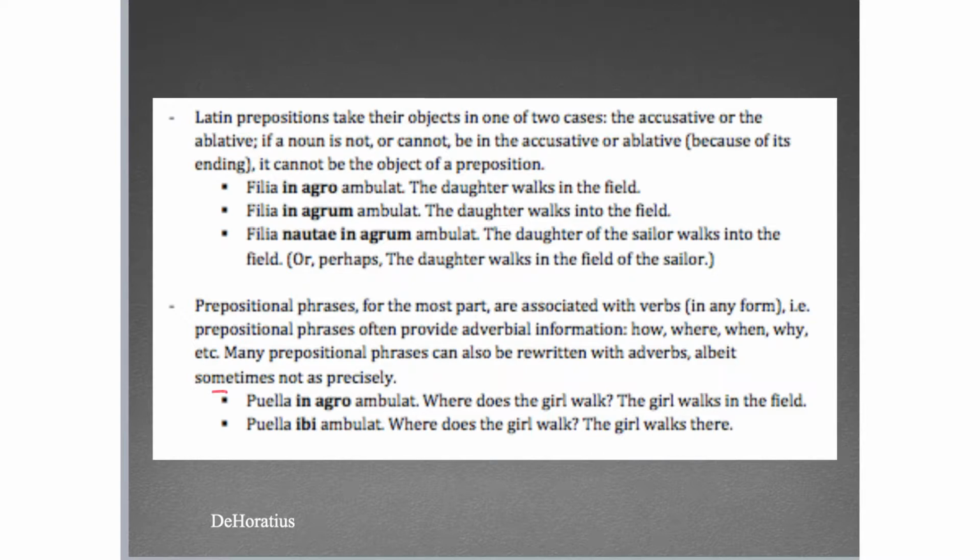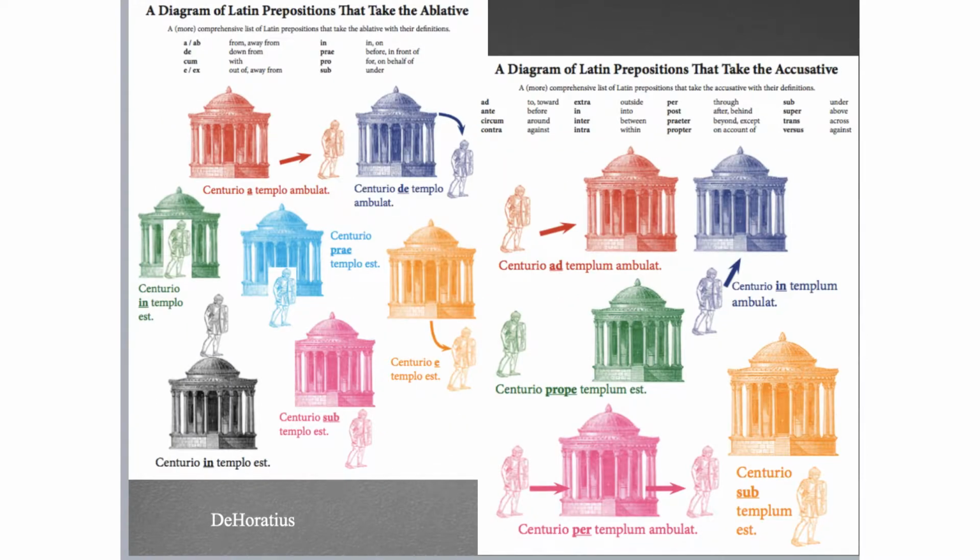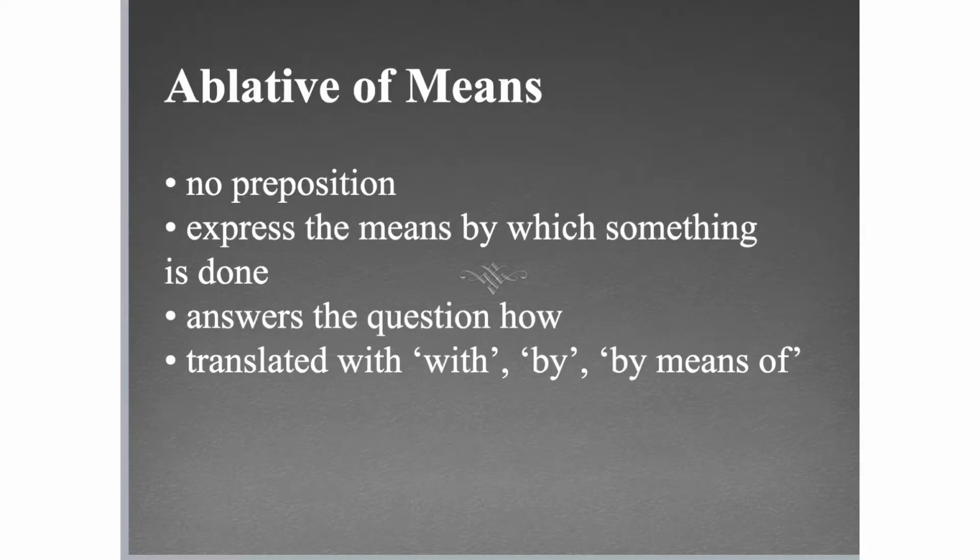And you can see here that idea where the ablative and the adverb are to some extent interchangeable. So the girl walks in the field, prepositional phrase, ablative of place. The girl walks there, adverb, but they both answer the question where, and they both deal with place. I showed these slides last week as well, just to give you that sense that prepositions show the relationship between two nouns, and these images kind of show some of those relationships and the prepositions that go with them. So let's take a look at the ablative of means.